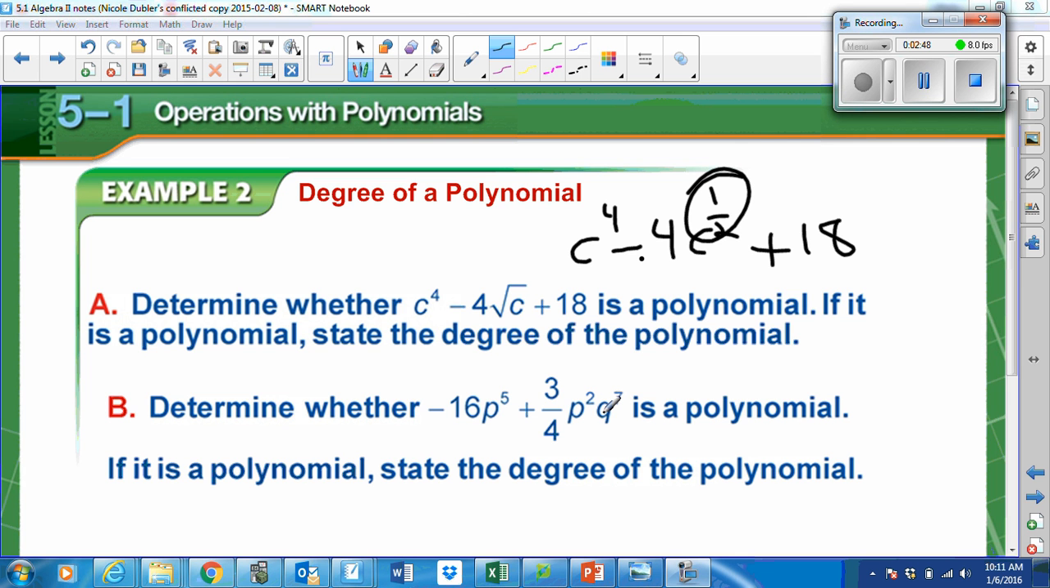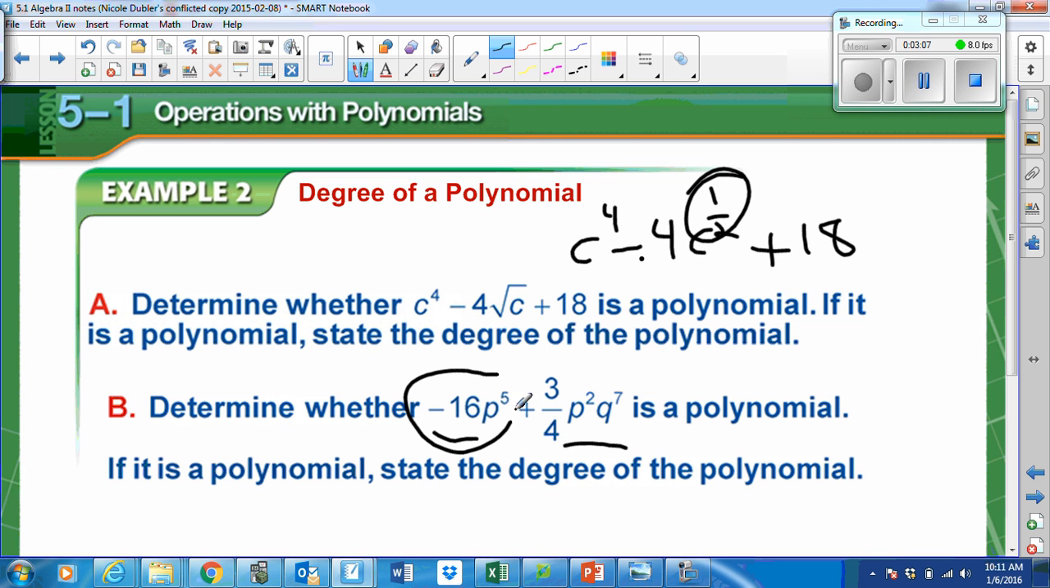And for the next one, is this a polynomial? Well, we don't have any fractional exponents and we don't have any negative exponents, and so it is a polynomial. Now the way you find the degree of it is you have to look at each term and you look at the exponents on the variables. So this monomial term here has a degree of 5, and this monomial here, you have to actually add those exponents together, has a degree of 9. You go with the highest degree monomial in the polynomial, and so this one has a degree of 9.